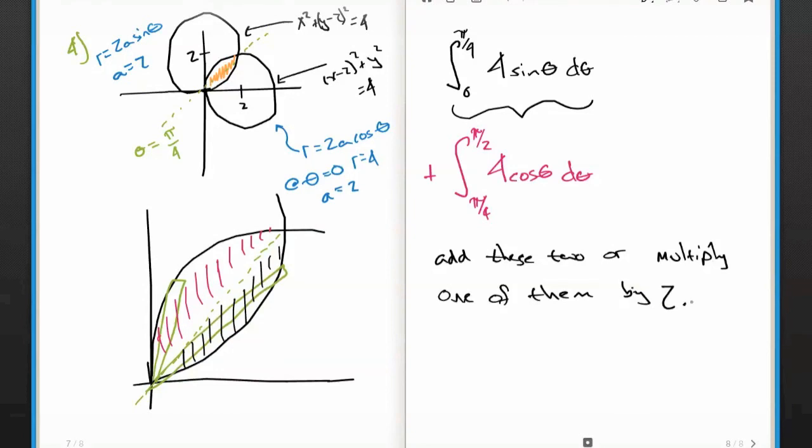I was hoping that one was doable. You guys all asked very good questions in class about these areas in polar coordinates, and I said you could leave them in integral form, but it wouldn't even have been that tough of an integral to do. So here we are. Next is number 5, and what was number 5 about again?